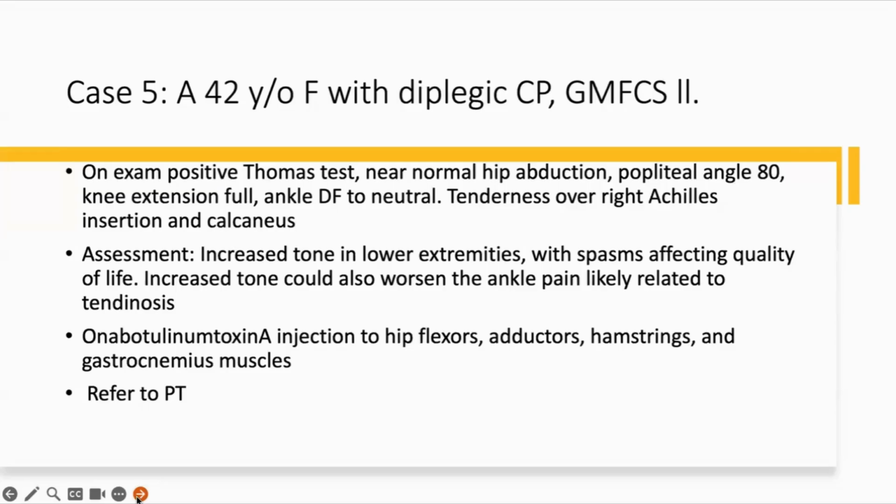So with the assessment that she has increased tone in lower extremities with spasms affecting quality of life, and also could contribute to her ankle pain, toxin injection was done to hip flexors, adductors, hamstrings, and gastroc muscles, and she was referred to PT. Next slide, please.